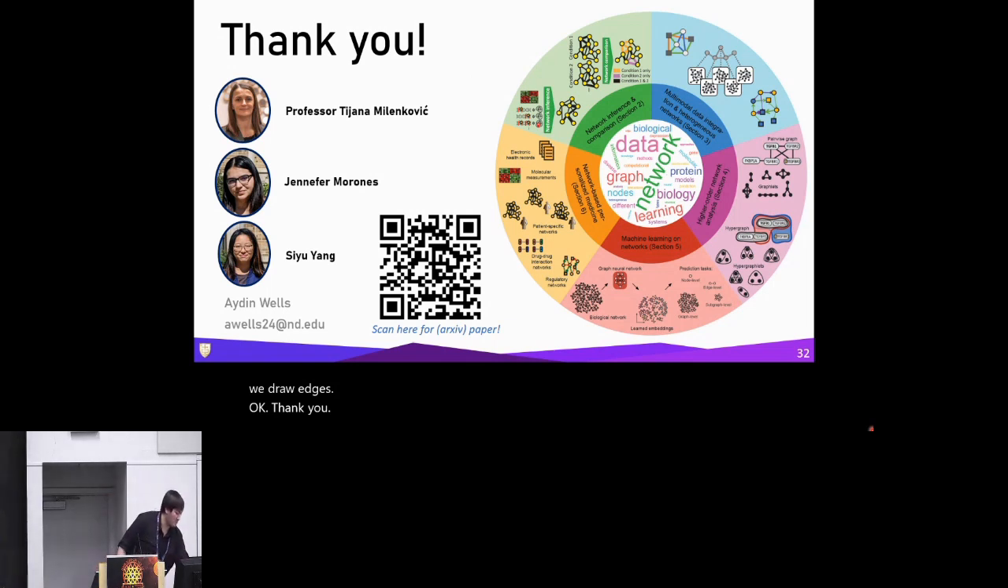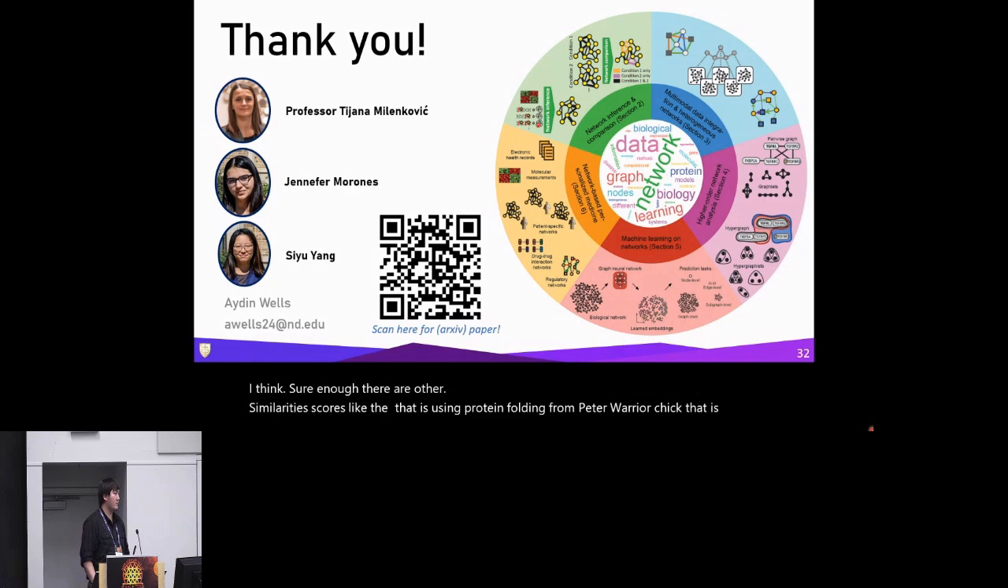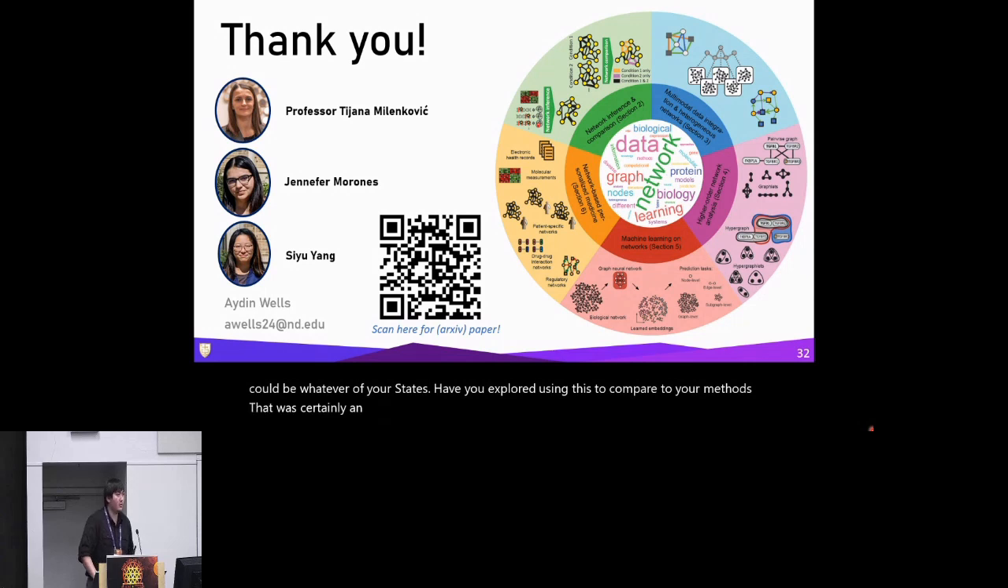Nice talk. Thank you. I actually had the same doubt, but now I think I understood better. In your final comparison, you compare against RMSD. The problem with RMSD is that small changes in hinges, for example, lead to huge changes in RMSD, so it's not a very fair comparison, I think. Fair enough. There are other similarity scores, like the Q that is used in protein folding, similar to the fraction of native contacts compared to a reference structure, which could be any of your states. Have you explored using this to compare to your methods? That was certainly an idea, and that's certainly in the back room.